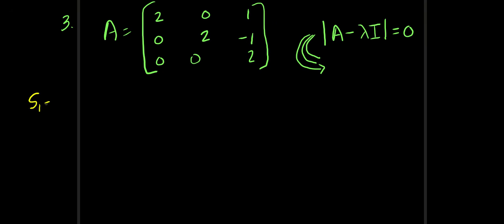So S1 is the trace, and trace means the sum of the leading diagonal elements. That will be 2 plus 2 plus 2. I'm going to write the answer directly, that is 6.